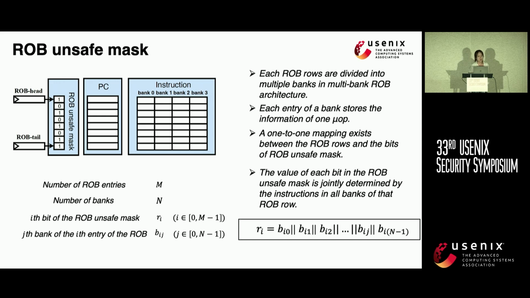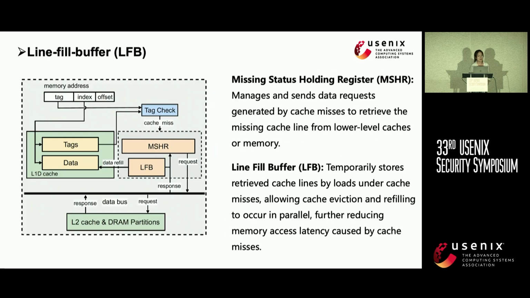Under the multi-bank ROB architecture, which is commonly employed in superscalar processors, there is a one-to-one mapping between the ROB rows and the bits of the ROB unsafe mask. The value of each bit is jointly determined by the instructions in all banks of that ROB row, so that the ROB unsafe mask bit could be 0 once all instructions in that ROB row are not within the speculation window. Otherwise, the ROB unsafe mask bit will be set to 1.